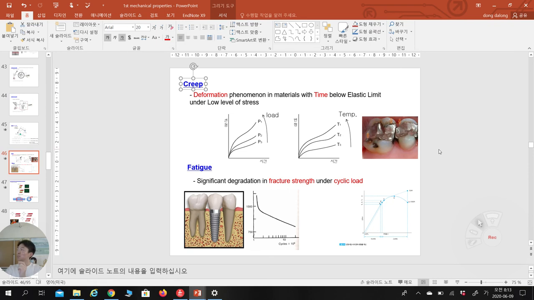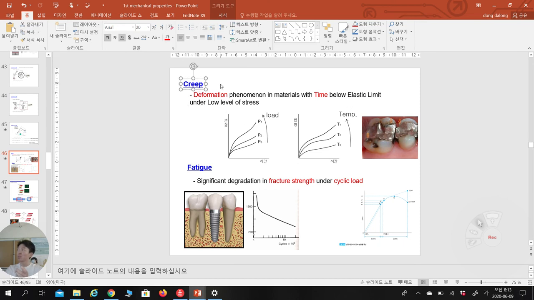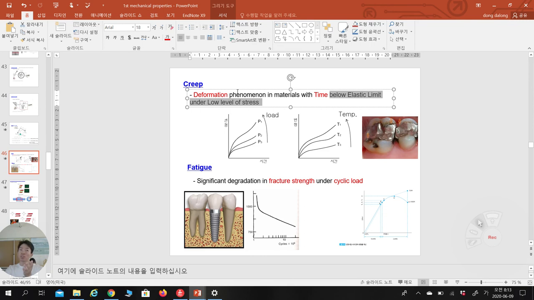Okay? So let's imagine you have a certain material in your bone or in your tooth, and you always bite this material below the elastic limit. But maybe 10 years later, you can find this material has changed in your mouth, or in your body. This is the meaning of creep. So over time, below the elastic limit, sometimes the strain can change. This is the meaning of creep. Okay? A similar meaning is stress relaxation. In stress relaxation, over time, stress changes. Creep means over time, below the elastic limit, strain changes. Okay?